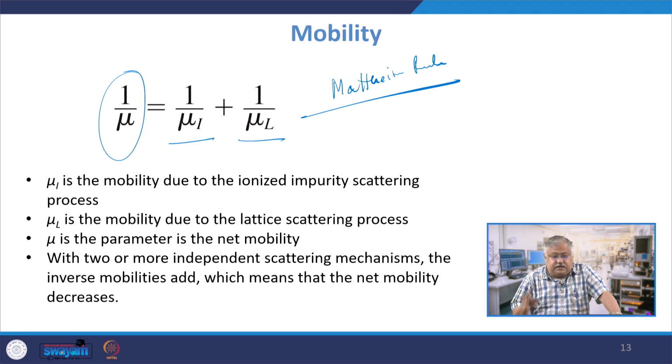If these two are independent scattering mechanisms, their inverse mobilities are added, and therefore the net mobility is lower than the least. It is almost like resistances added in parallel, where the result is less than the least. Similarly, when you add mobilities this way, the overall mobility will always be less than the least mobility, and it is a function of both the impurity scattering mobility and the lattice scattering mobility.